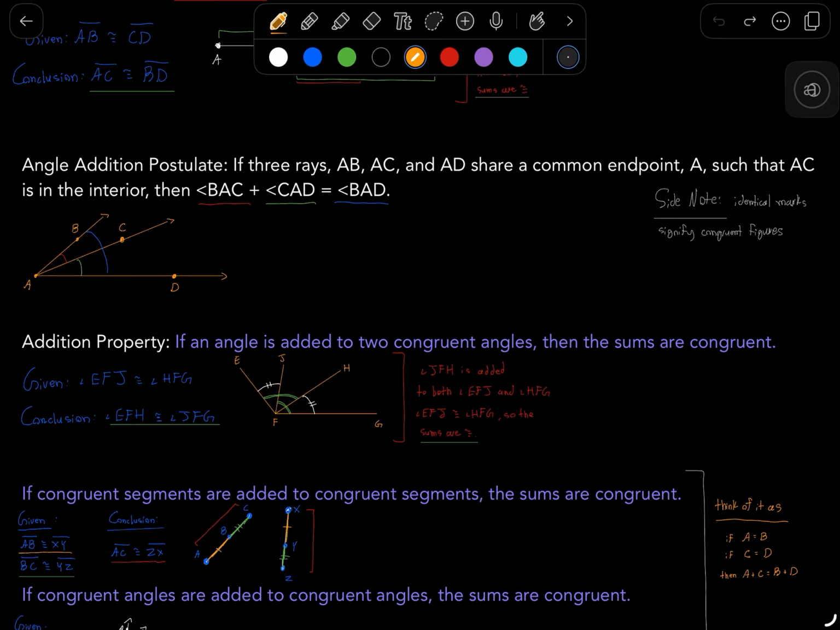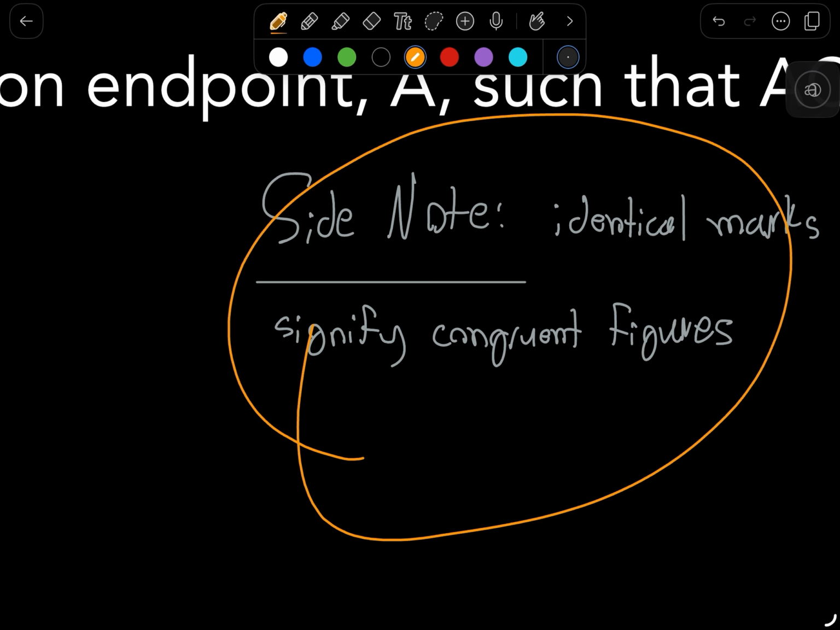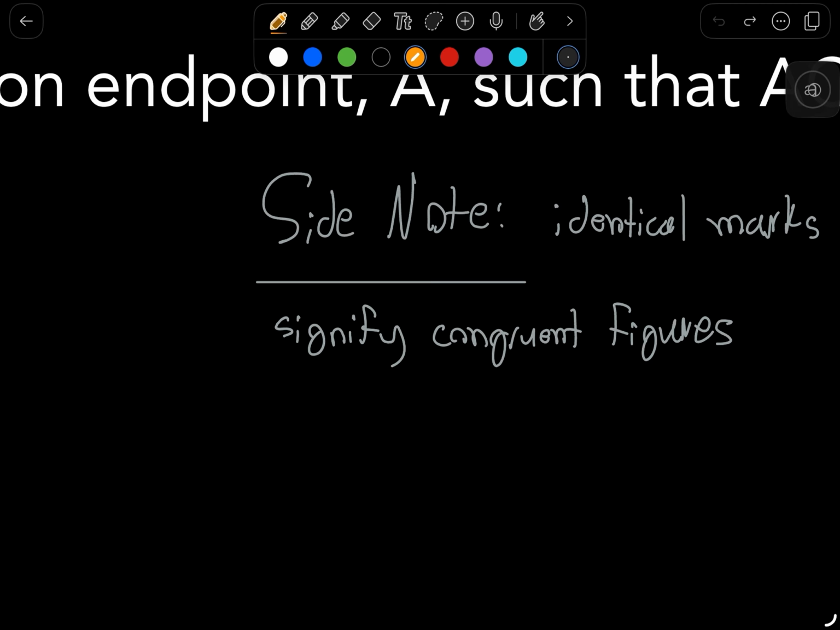Now, oh yeah, just as a side note, I think you might have seen this a couple of times in my previous lessons, but just know identical marks signify congruent figures, right? And I'll explain that more, maybe if you get to a proof later. But yeah, anytime you have markings that are similar or the exact same, that means there are congruent things or congruent figures involved.